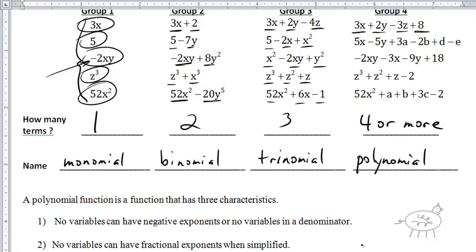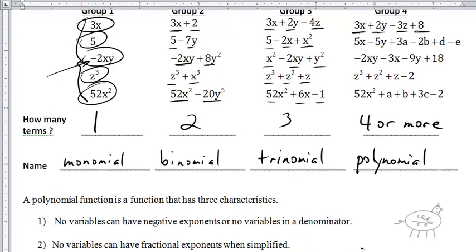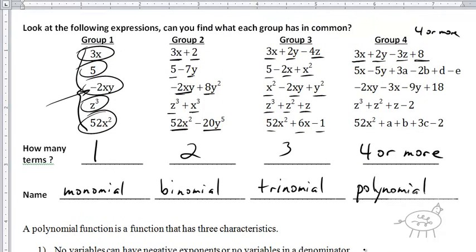A polynomial function is a function that has these characteristics. Technically, math fans, all of these are polynomials. But there's a special name. When it's got one term, it is a polynomial, but since it's one term, we call it a monomial. Two terms, it's still a polynomial, but we call it a binomial. Three terms, it still is a polynomial, but our special name is trinomial. Anything bigger, 4 or more, is just automatically called a polynomial.